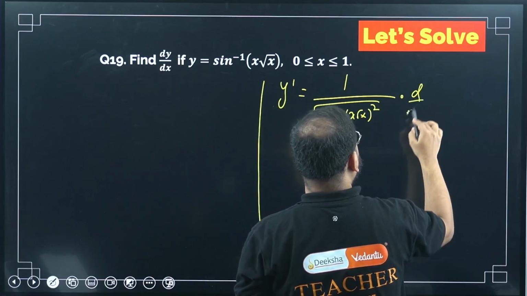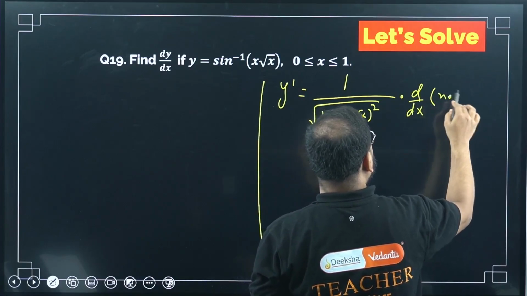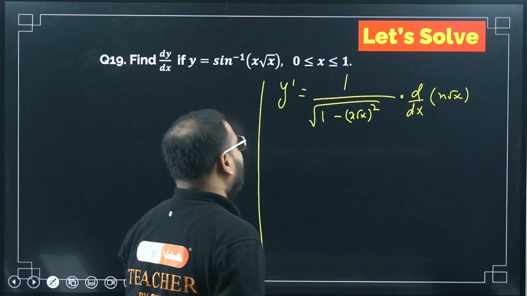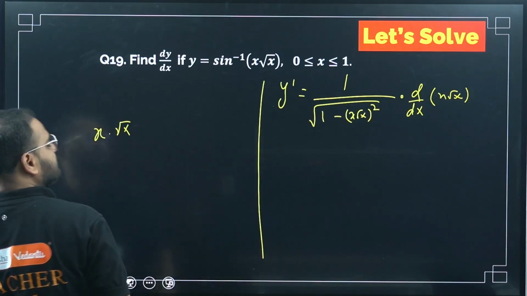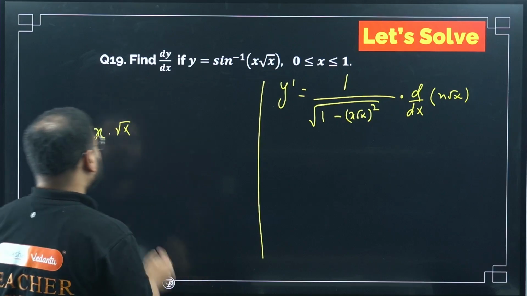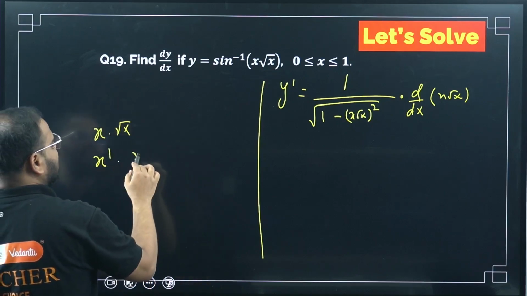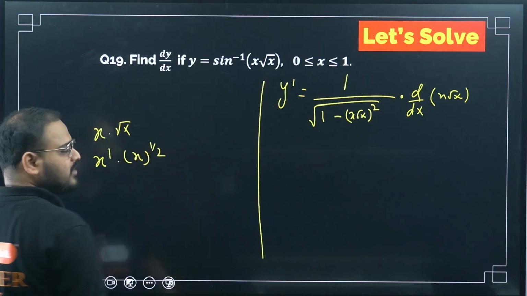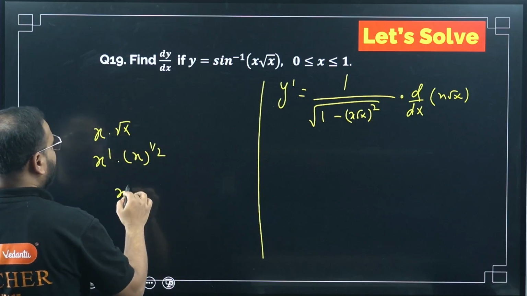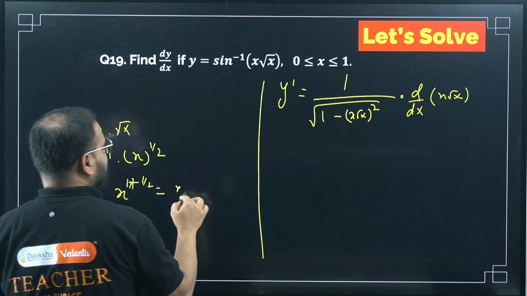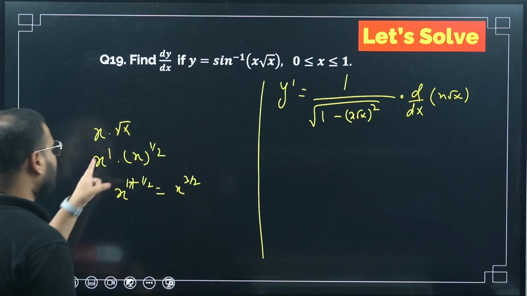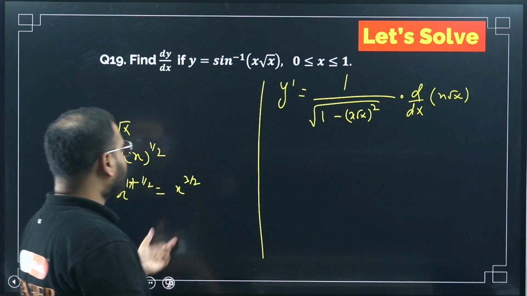Differentiation of chain. We have to use the chain rule. x root x. Now see this. I'll write it here. x root x means what? It means x power 1 times x power 1 by 2. Use the exponents rule: x power 1 plus 1 by 2, so x power 3 by 2. Same base, I can add the exponent. 1 plus 1 by 2 is 3 by 2.